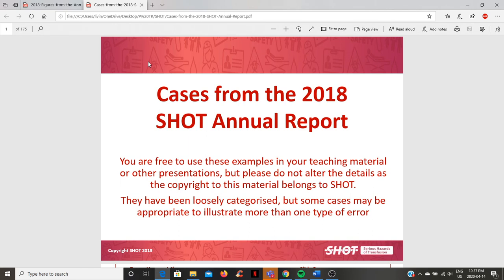Make sure to look at the reading list. You do not need to read this whole thing. This is 175 pages, and I've cut out about a third of that, I think. And as you can see, the writing's really large, so the pages are not long at all. So I'm expecting this to take you about an hour to go through the reading list. So, cases from the 2018 report.